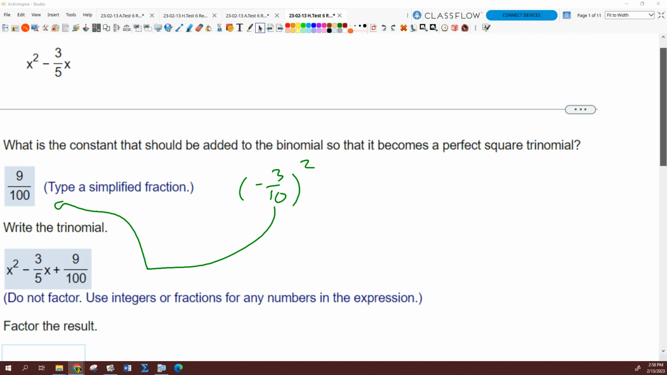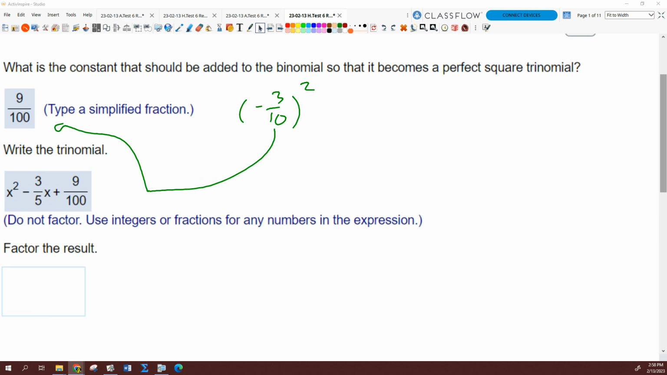Now, next part. If I factor this, what's the number that's going to be connected to the x when I factor this? Negative 3/10, half of b, right? So whatever number was inside, that's the number that's going to be the magic number that shows up twice. Okay? Make sense? Good, good.